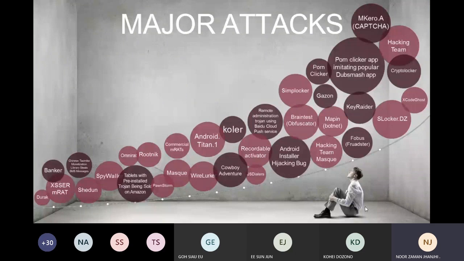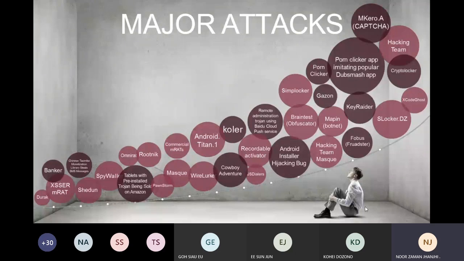So these are a few of the attacks. You can see from here how many popular attacks there are. The criminal can come with Spywalk, maybe you haven't heard the name of that, or a Banker attack. Android Titan 1, Cooler, Gazon, Palm Clicker, Key Reader, Hacking Team, Crypto Locker, and so many different attacks are just for one device. So just imagine that you are under attack like this.